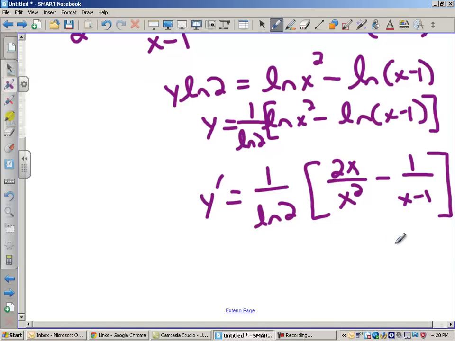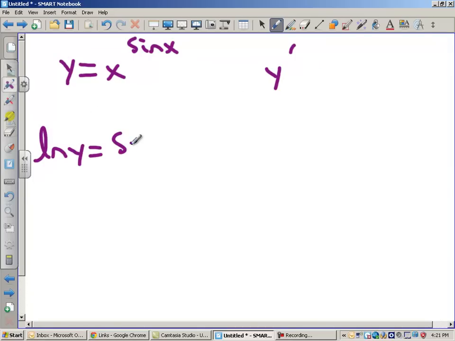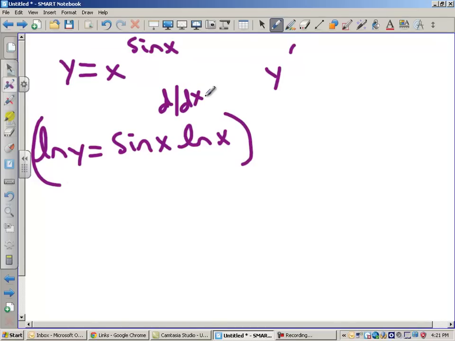So the last thing that I want to do is show you a pretty tricky one, and that is, what if I have x to the sine x? What is y prime? Well, what you're going to do is take the natural log of both sides, go ahead and bring the sine x down because of my properties of logarithms. And now we're going to take the derivative of both sides. I'm going to d/dx all of this.